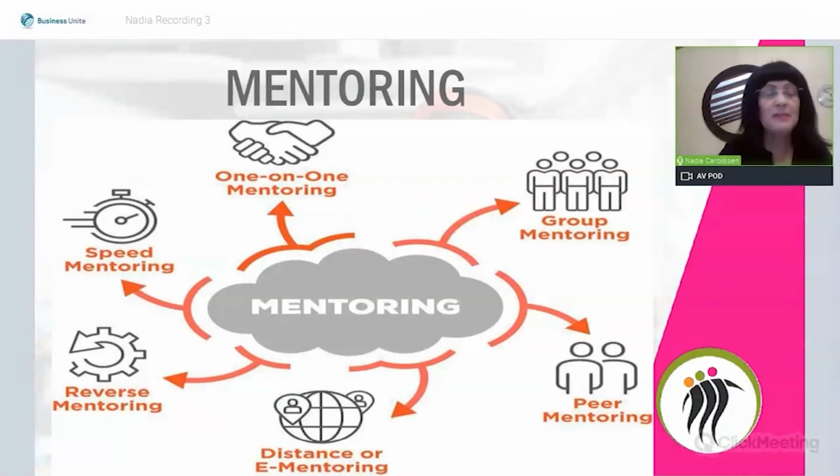Speed mentoring, the next one. Name again self-explanatory, and it's the speed, the time frame at which certain things happen. The reason why I've included this slide is that there is no one size fits all. And depending on the needs of your mentee, of your client, you need to make a decision as a mentor which one is the most appropriate.